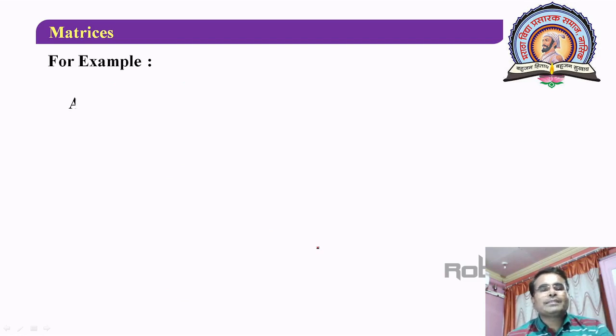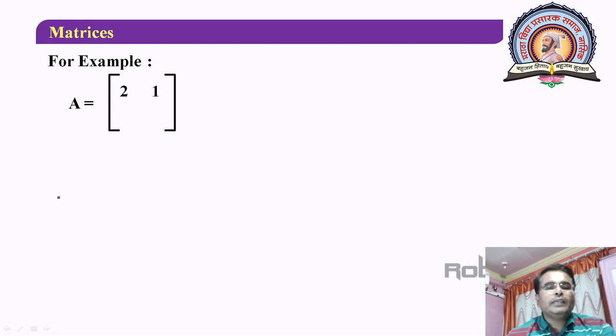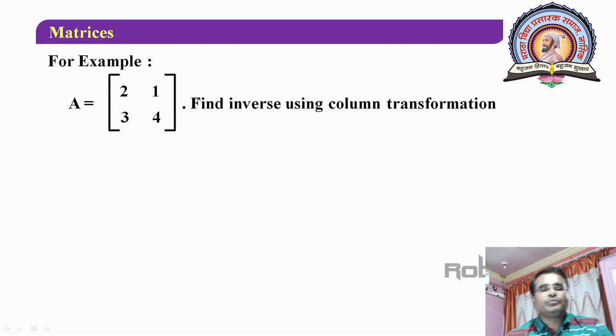So again, let us see with the example. Suppose we are considering here A is equal to 2, 1, 3, 4, and we need to find the inverse by using column transformation. Our first step is to make this 1. Okay. Then in the next step, make this 0.